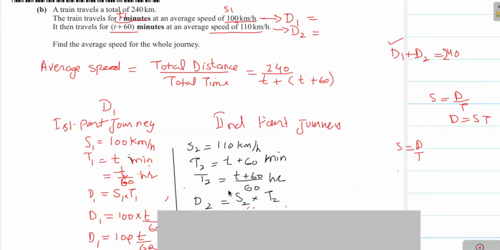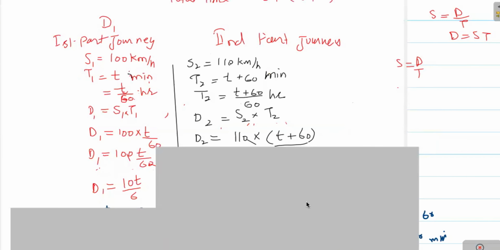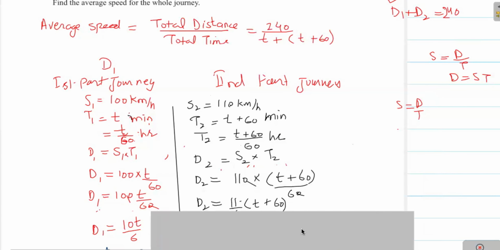Now we will write the formula of distance, speed multiplied by time. Look here, the speed is 110 kilometer, and this is the time t plus 60 over 60 hours. Now we will write the value here, 110 multiply this value t plus 60 over 60, and we get this value. We divide the 110 by 60, we get 11 over 6 into t plus 60.